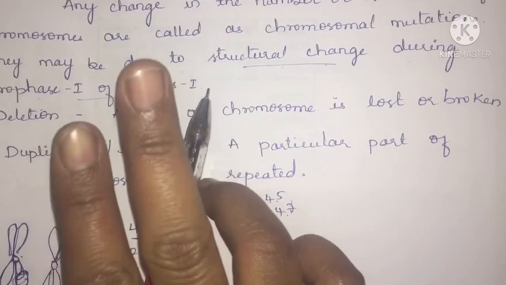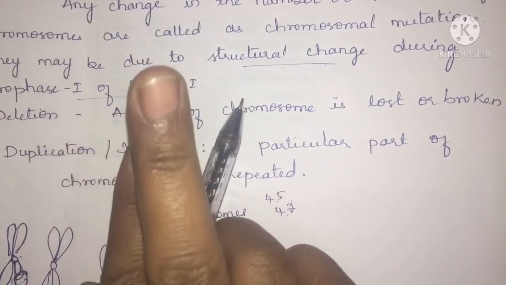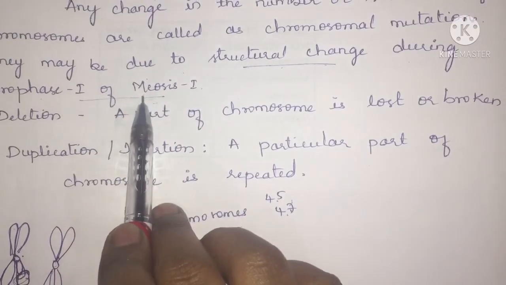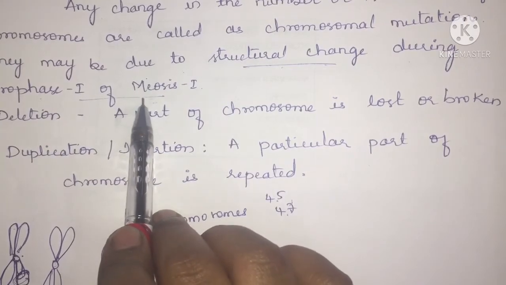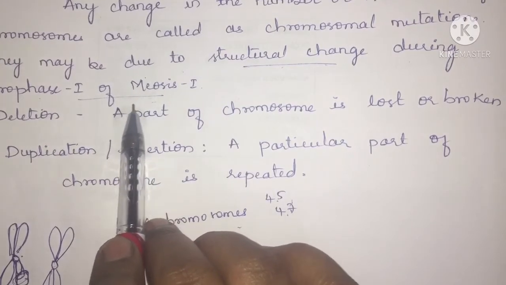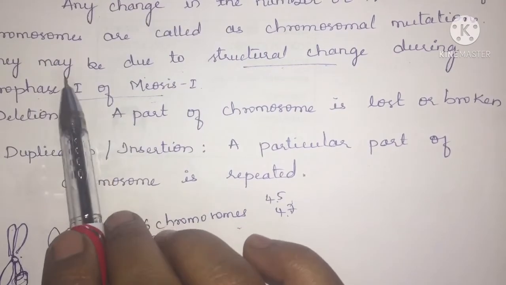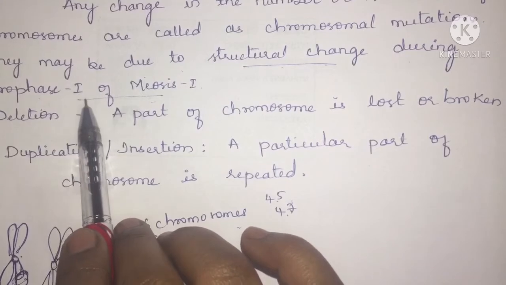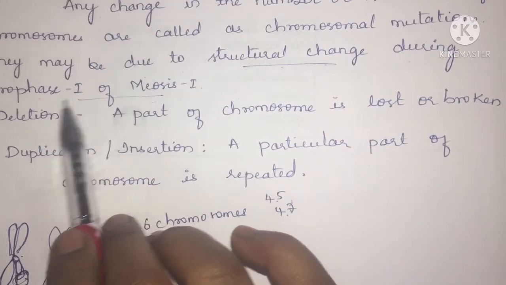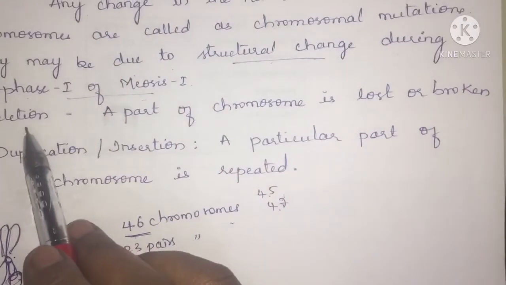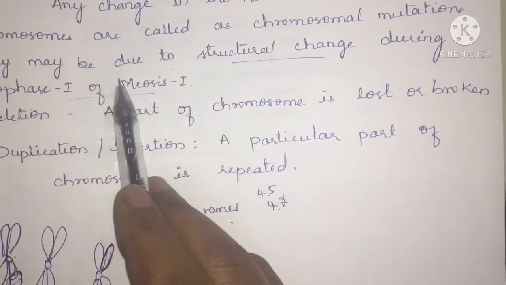Meiosis has two types: one is meiosis 1, another one is meiosis 2. In meiosis 1, prophase 1 is the longest phase. In that you have leptotene, zygotene, pachytene, diplotene, diakinesis. These are the stages. If you remember all those, it will be helpful, and there what changes will occur. If a structural change occurs in this stage, then it can result in chromosomal mutation. This is how it might be caused.